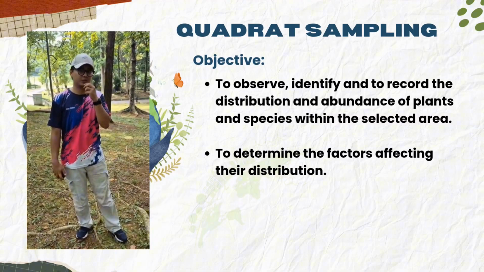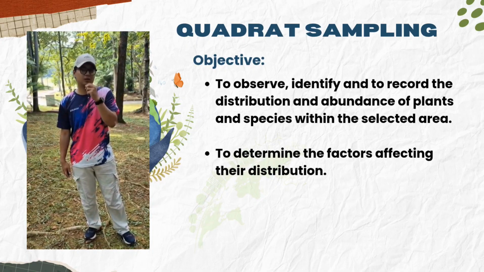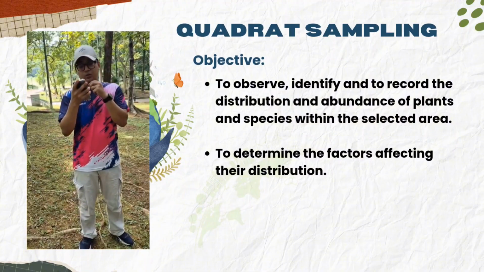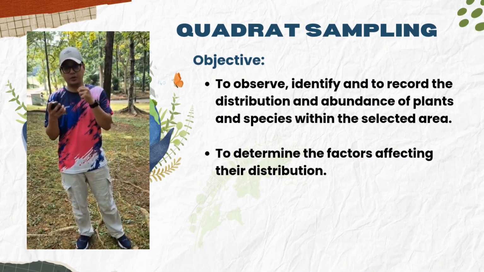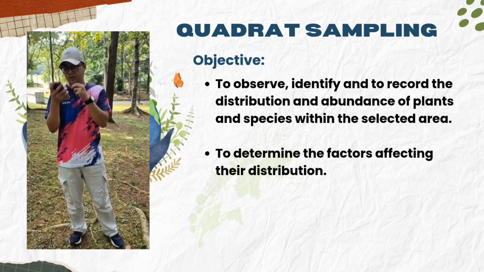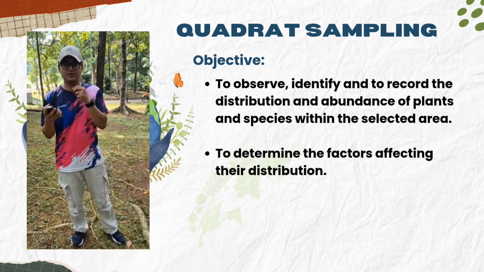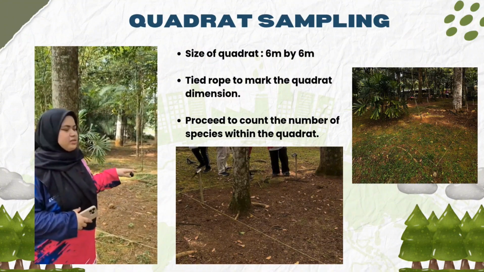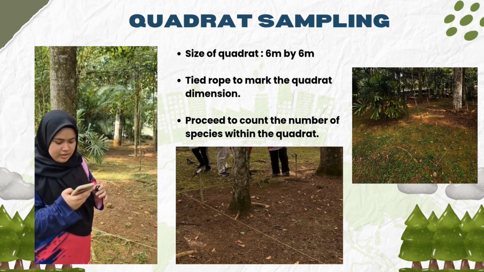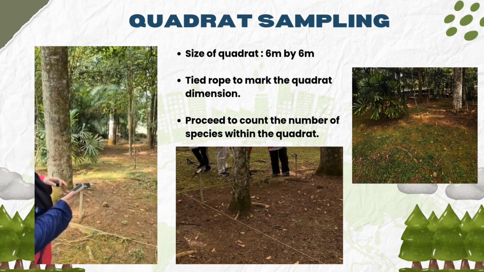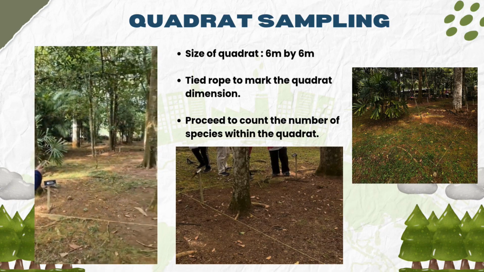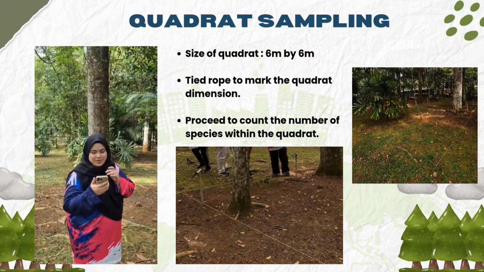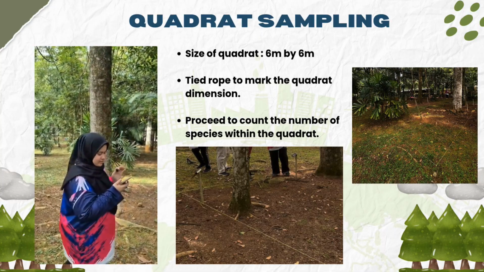Today we are going to do quadrat sampling. So the objective of the quadrat sampling is to observe, identify and record the distribution and abundance of plant species within the selected area and to determine the factors affecting their distribution. So we already set up the quadrat. The size of the quadrat is 6 by 6 meters square. As we can see, we already tied a rope around the edge. So now we will count the number of species within the quadrat.